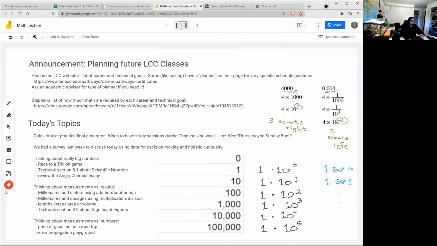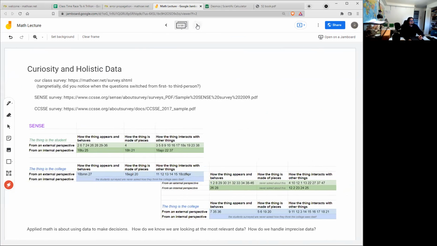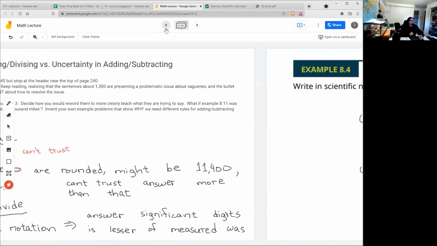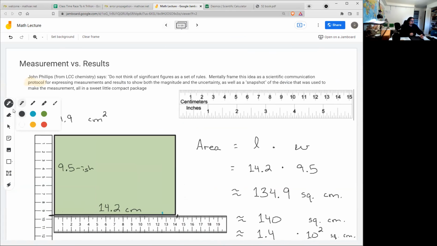Okay, we're not quite done. We've now talked about all this stuff. A takeaway from this is that, do I get one here? No, I don't. These are measurements, this is a result. We haven't measured the area. We have measured the sides and done math to find the area.